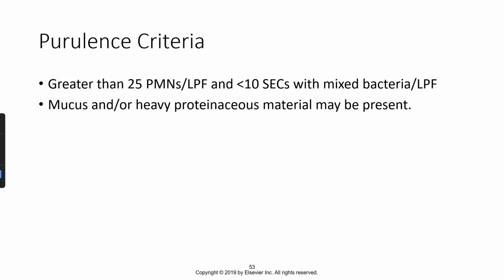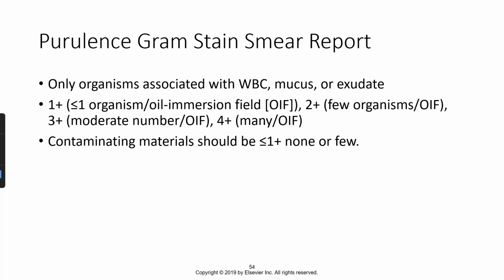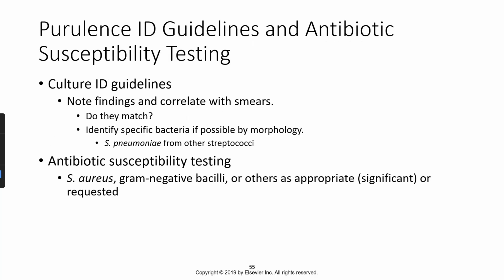Purulence criteria. So purulence, the presence of pus. We went through this a couple times already. Mucus and heavy proteinaceous material may be present as well. The gram stain report, you would report it as the quantity, and contaminating materials should also be reported. Culture identification guidelines, so note the findings and correlate with the smears. Do they make sense? Do they match? Antibiotic susceptibility testing for Staph aureus, gram-negative bacilli, or others as appropriate.